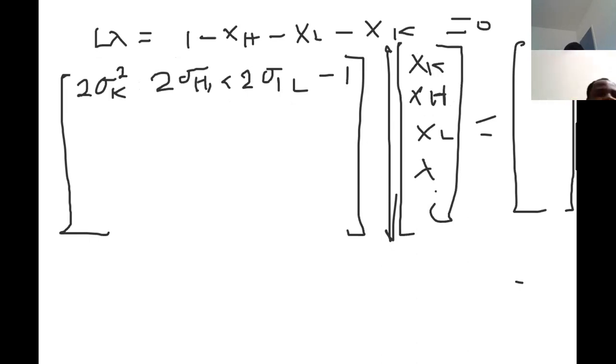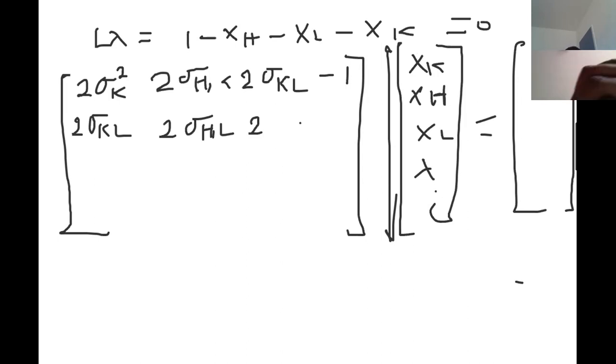Oh, great. So the same way, when we look at equation 2, that is also going to give us 2 covariance of K and L, then 2 covariance of H and L, 2, so this is K, then 2, the next one is 2 variance of L. Becomes 2 variance of L, minus 1.